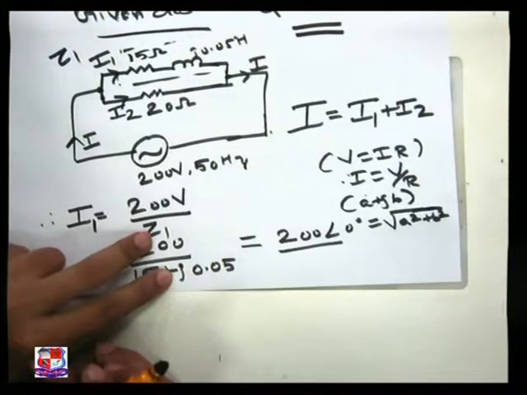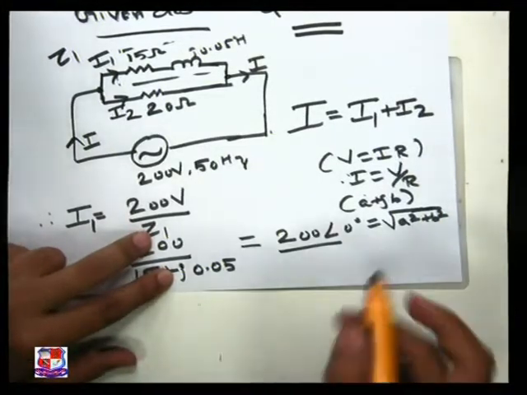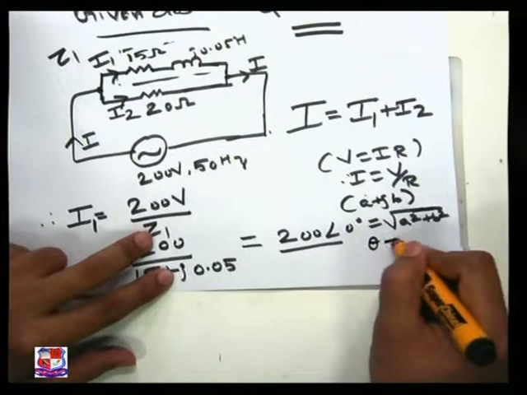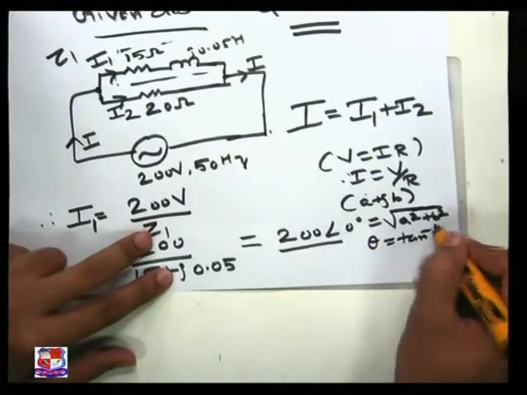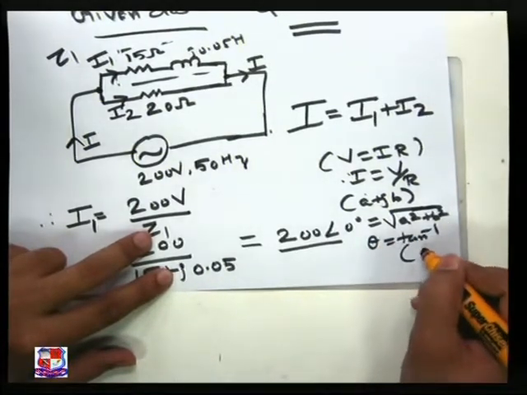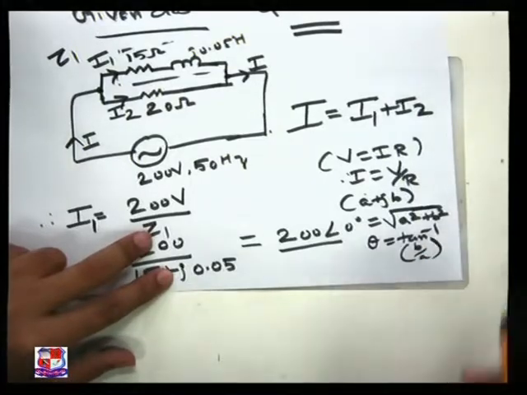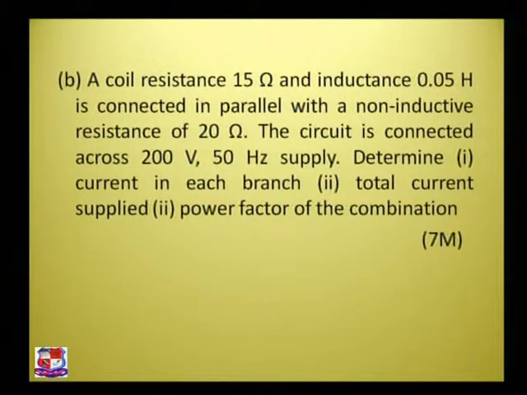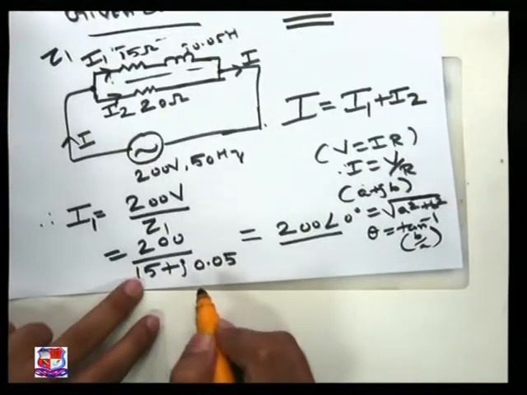that is, the real term squared plus the imaginary term squared. The phase theta will be equal to tan inverse of imaginary by real, so imaginary is B by A. Right. So before proceeding with this question, you should know this equation. So 15 plus j 0.05.